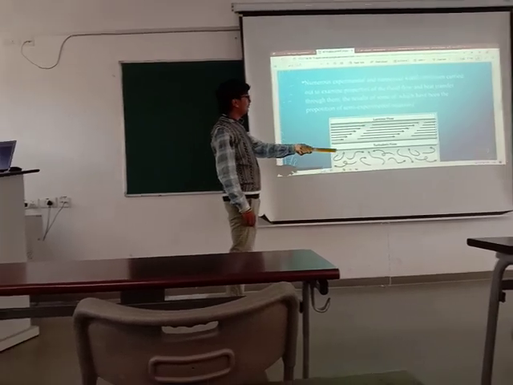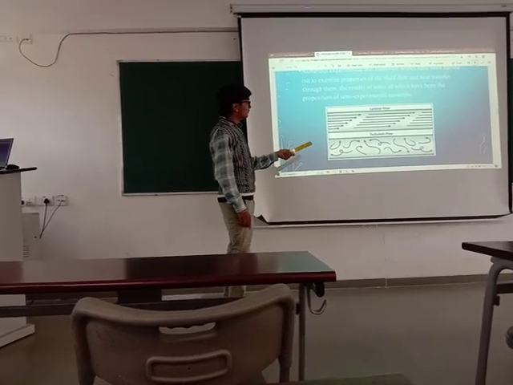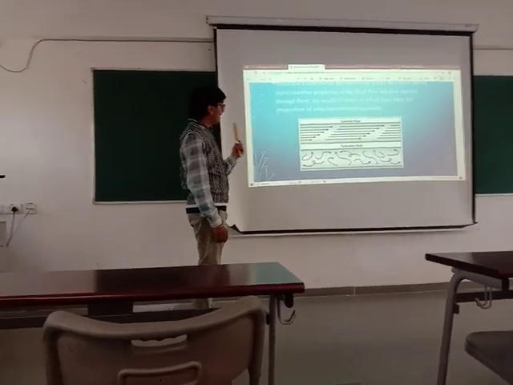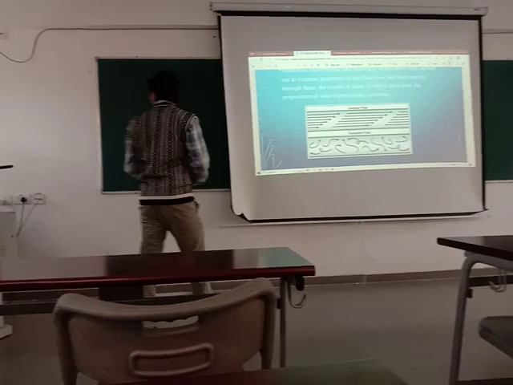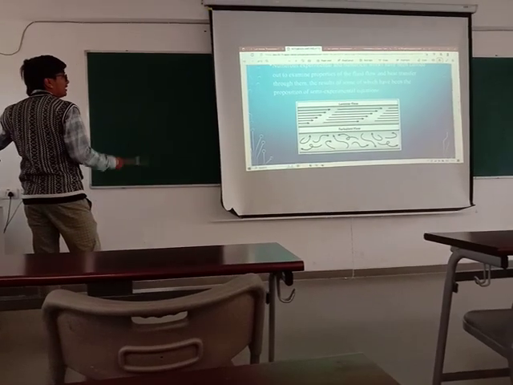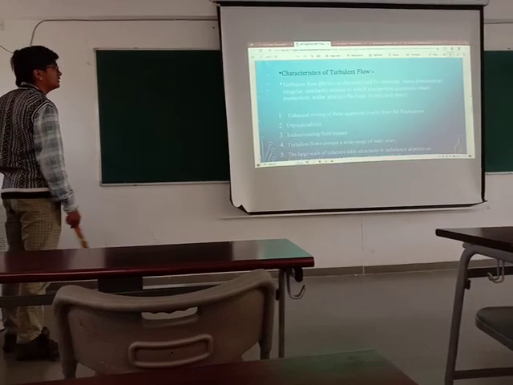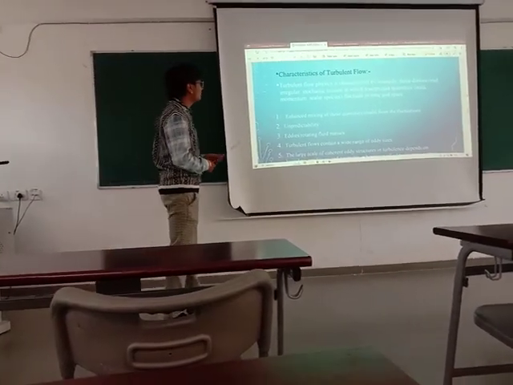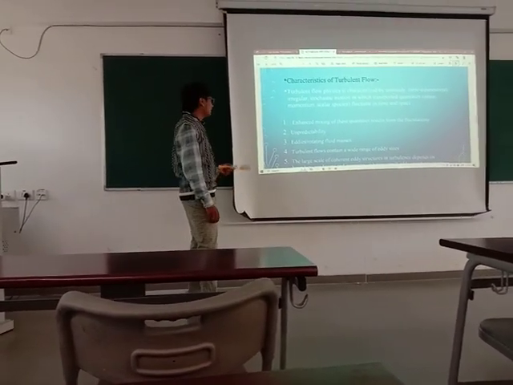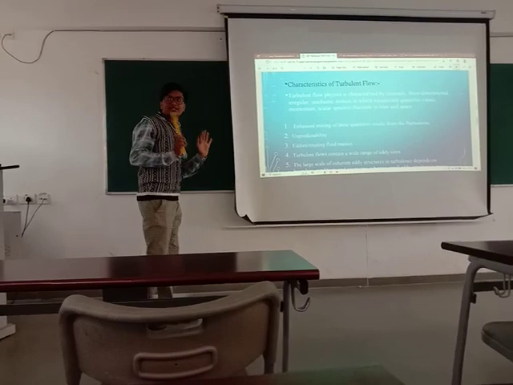As you can see, this is the laminar flow and this is the turbulent flow. Laminar flow is like uniformly streamlined flow, and turbulent flow has no particular direction. It can flow in any direction. Now these are some characteristics of the turbulent flow: mixing, fluctuation, unpredictability, rising of fluid masses. Turbulent flow contains a wide range of kinetic energy. These are the characteristics of turbulent flow.